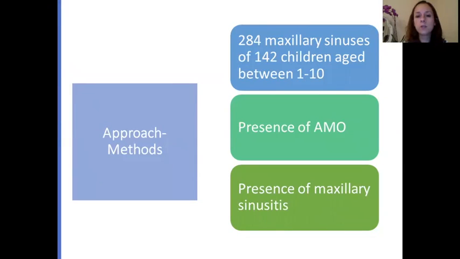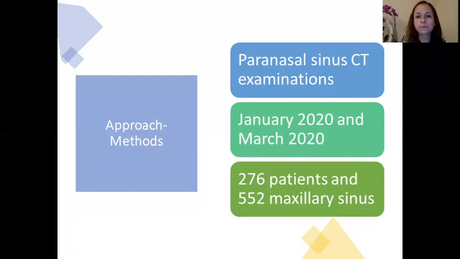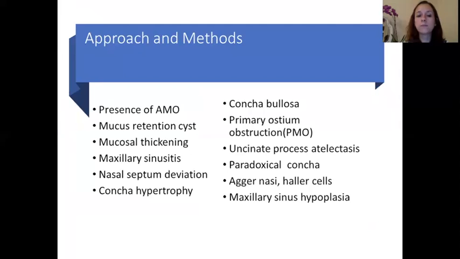At the first step, 142 children, each between 1 and 10 years old, were included in the study. Presence of accessory maxillary ostium and presence of maxillary sinusitis were investigated. On the other hand, paranasal sinus examinations of 276 patients older than 15 were investigated.